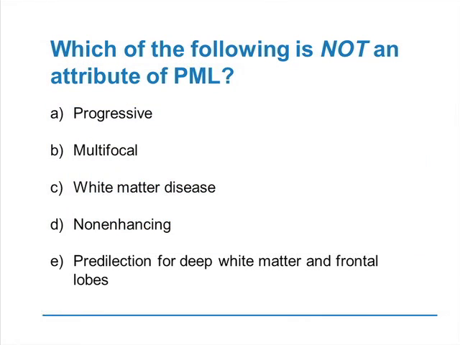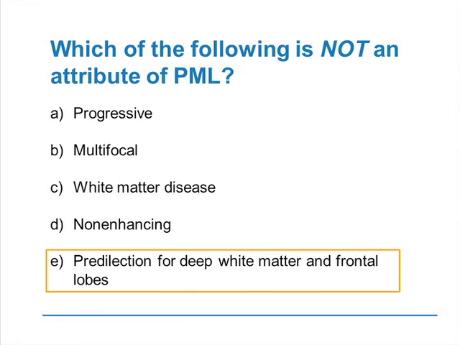Here's our next question. Which of the following is not an attribute of PML? Being progressive, being multifocal, being a white matter disease, being non-enhancing, or predilection for deep white matter and frontal lobes? The answer is E. That is not a characteristic, to be in the deep white matter and in the frontal lobes.